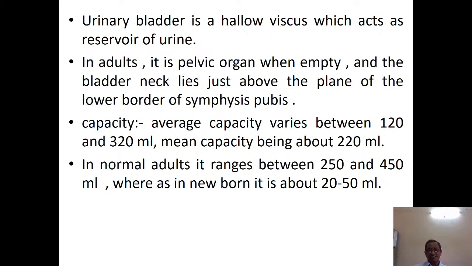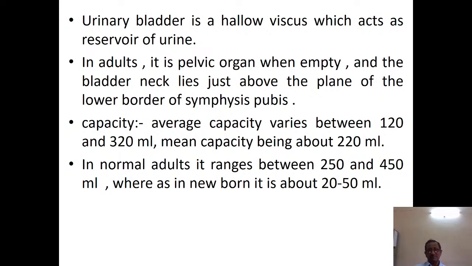In adults, it is a pelvic organ when empty. That means when the bladder is empty, it is within the pelvis only. And of course, when it is full, it can occupy the lower part of the abdomen. And the bladder neck lies just above the plane of the lower border of the symphysis pubis. So it is a pelvic organ. Its lowest point, that is the bladder neck, lies just above the lower border of the symphysis pubis.